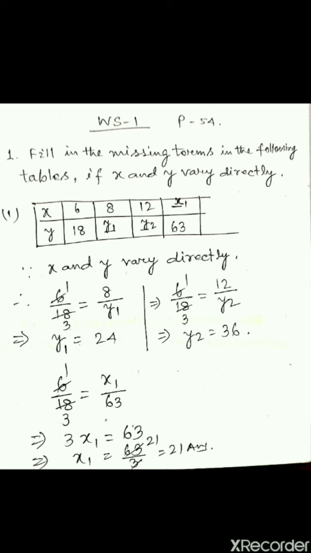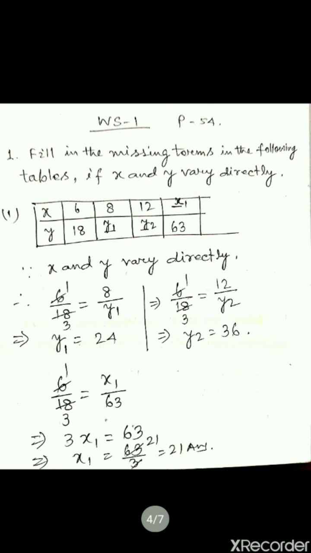Now, worksheet 1, page 54. Solve question number 1. Fill in the missing terms in the following tables if x and y vary directly. Here, x and y vary directly. So 6 by 18 equals 8 by y1. Now 6 ones are 6, 6 threes are 18. Therefore y1 equals 3 into 8, that is 24.